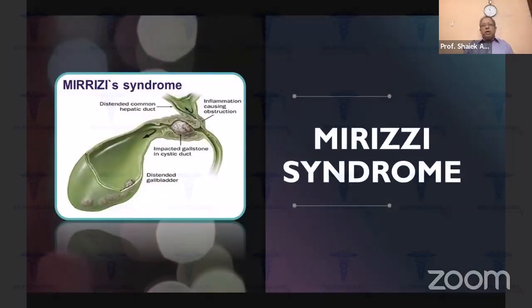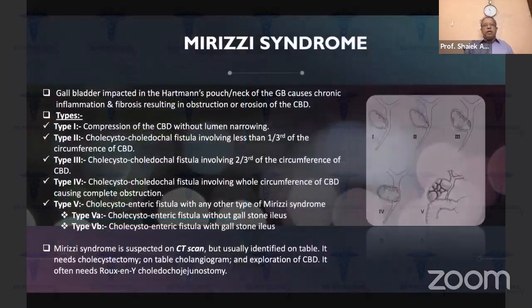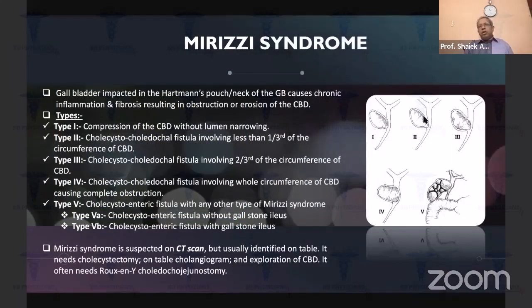So, an important topic is Mirizzi syndrome. Look at the pictures. There is a stone impacted at the neck, which is causing adhesion to the common hepatic duct. And when the stone erodes, it goes down and ultimately goes into the common hepatic duct, or else it perforates into the intestine. So a stone impacted in Hartmann's pouch or the neck of the gallbladder causes chronic inflammation and fibrosis, resulting in obstruction or erosion of the common bile duct.